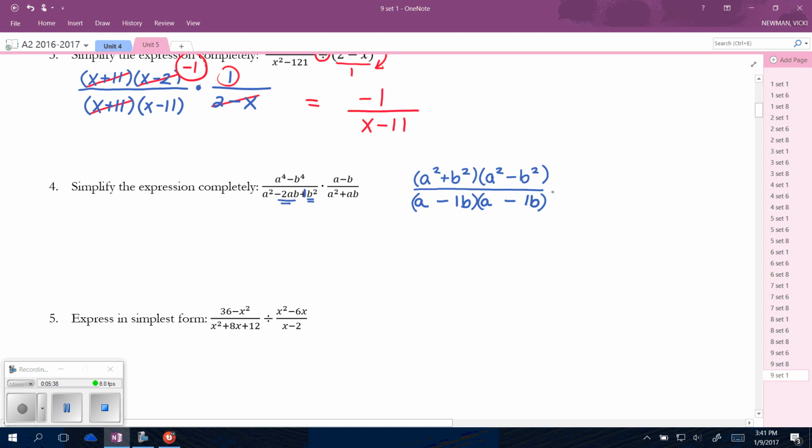Okay? Times a minus b on top. And on the bottom, you take out a GCF of a. A times a plus b. Okay. Now we can start to cancel things that are the same.